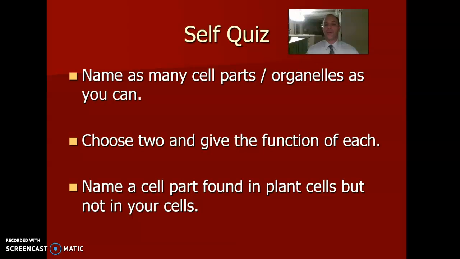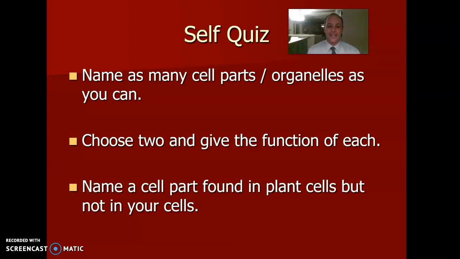Congratulations, you finished the notes. But after finishing the notes, you should be able to do this, so give it a shot. Name as many cell parts, organelles as you can without looking at your notes. See what happens. Choose 2 and give the functions. Whatever 2 you want. Try to say them out loud. Try to say them to someone else. I don't care. Put in a text.